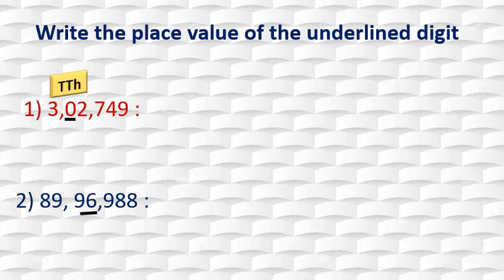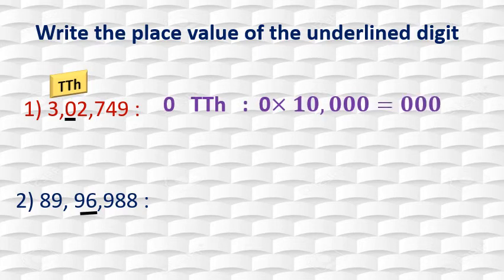Correct? Now what we will do? We will multiply the digit by 10,000. At that time we will get the place value of that digit. We see here 0 is in the 10,000s place. So we multiply 0 by 10,000. Nothing but 0 is the answer. Because you know that when we multiply any number by 0, the answer is 0. Isn't it? Remember this. When we multiply any number by 0, the answer is always 0. Okay. We will move to the second one.